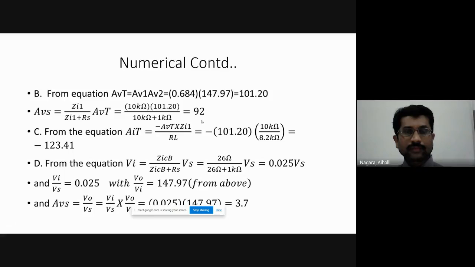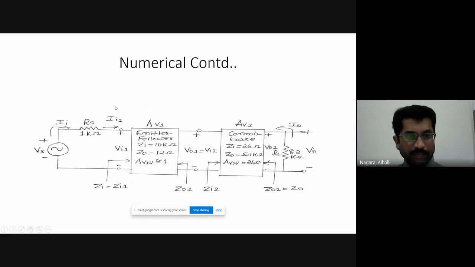Are you getting this answer, students? 92 for AVS. Are you getting here? 92? Yes, sir. Okay, fine. Next part. So B part is completed. Next, we'll move on to C part of the numerical.